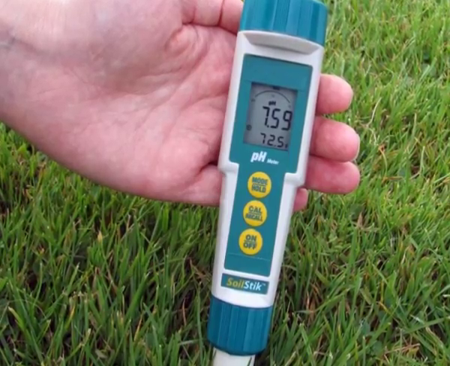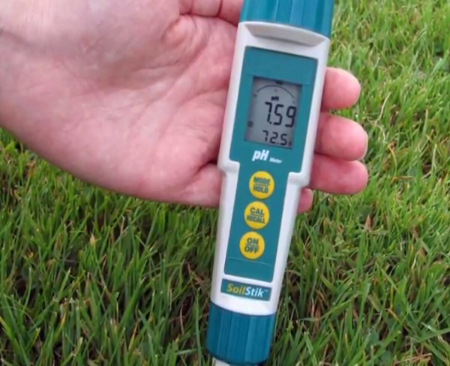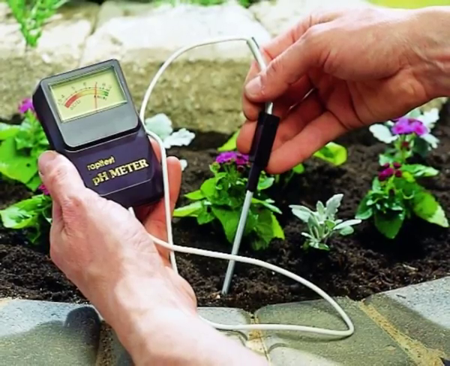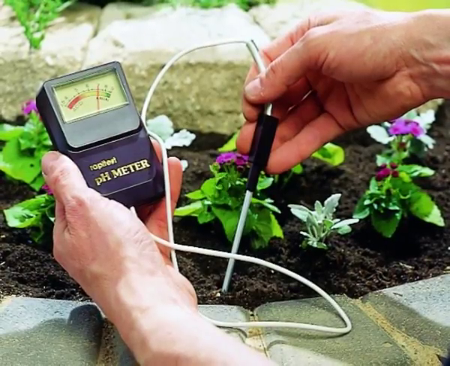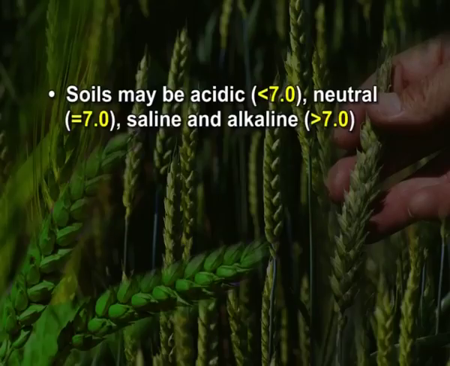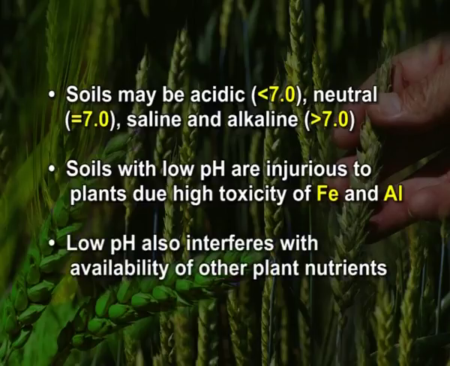Outline prominent points about soil reaction. Soil reaction is the pH, that is the hydrogen ion concentration of the soil. Soil pH affects crop growth, and neutral soils with pH 7.0 are best for growth of most crops. Soils may be acidic, that is less than 7.0, neutral, equal to 7.0, or saline and alkaline, greater than 7.0. Soils with low pH are injurious to plants due to high toxicity. Low pH also interferes with availability of other plant nutrients.